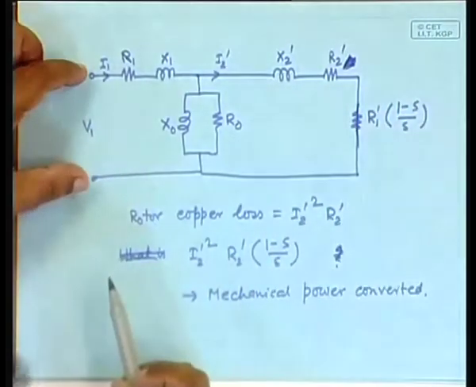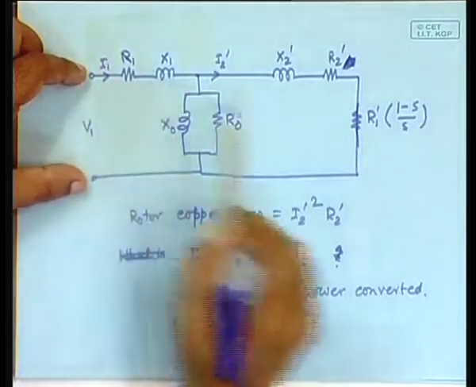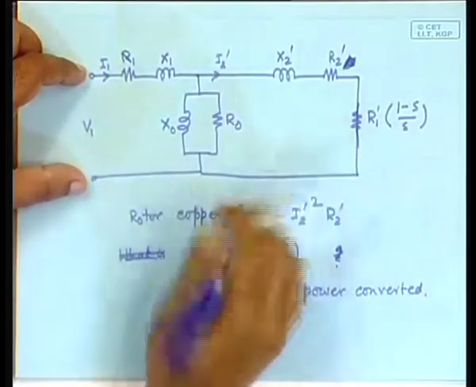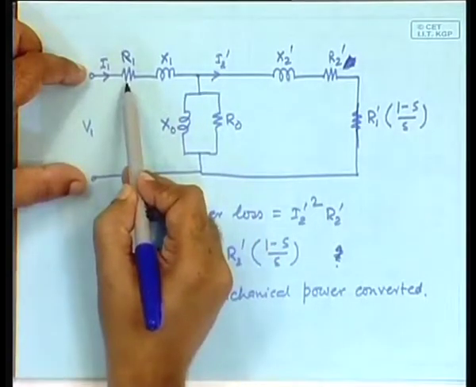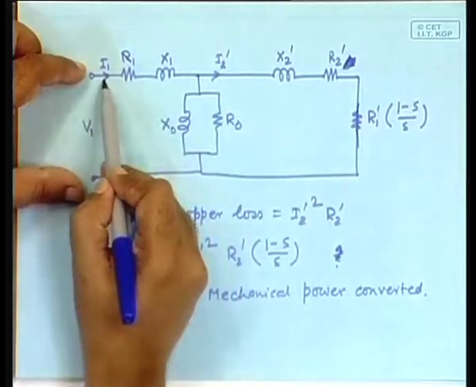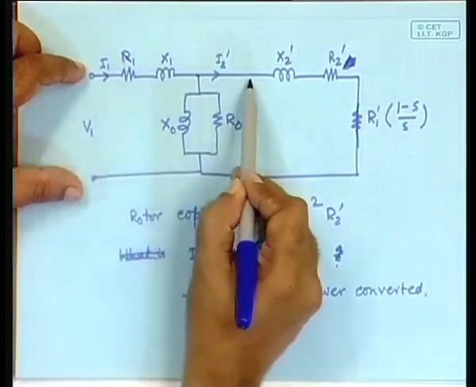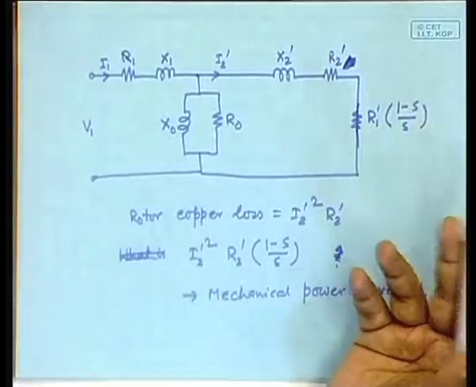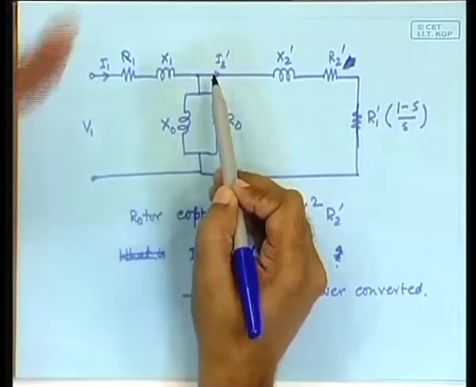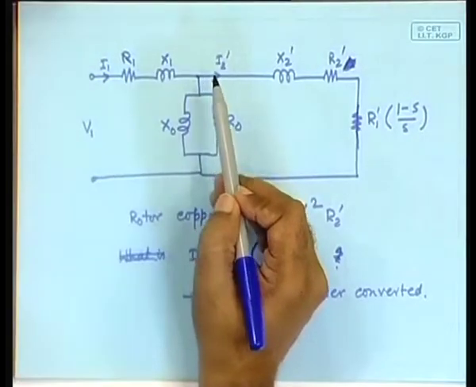Why? Because you have applied V1 here, so there will be a current. You will have to make an equivalent circuit of these 3 branches, then add them, then V1 divided by that equivalent resistance will give you this current, and that current will be divided into these 2 components, and all that will have to be calculated, and only then do you finally obtain I2 prime. Obtainable of course, but a bit cumbersome.